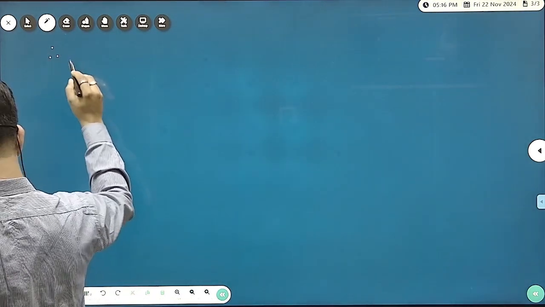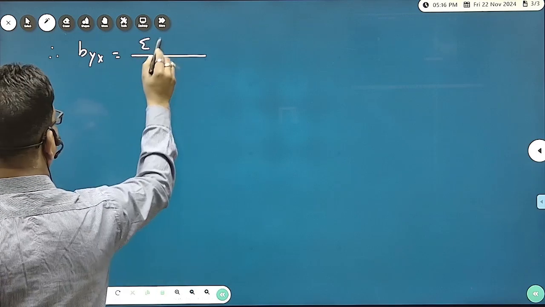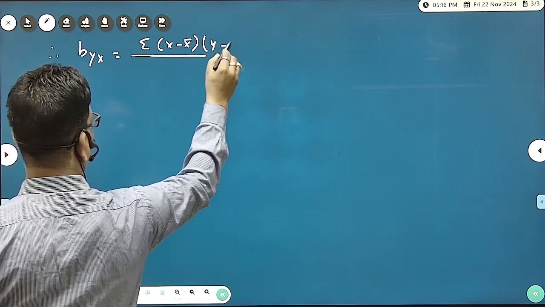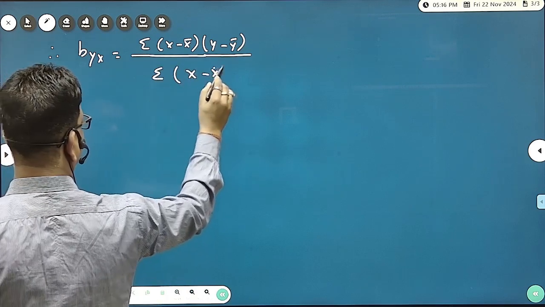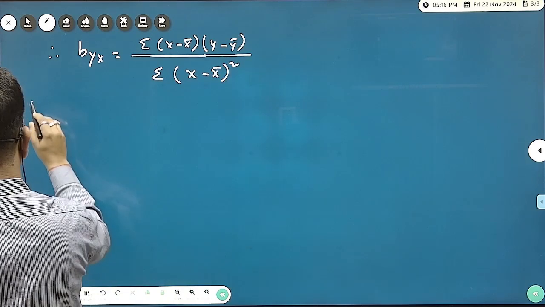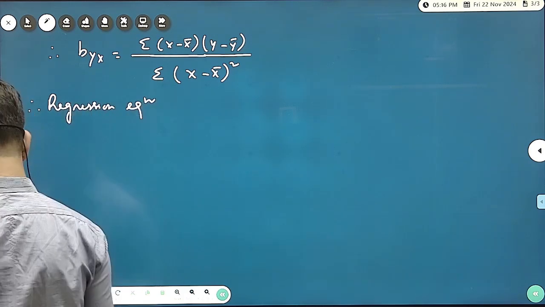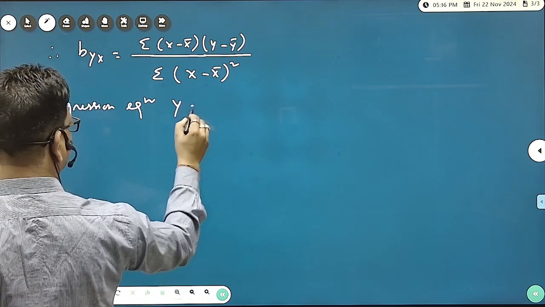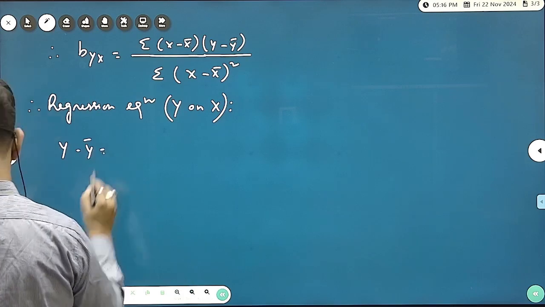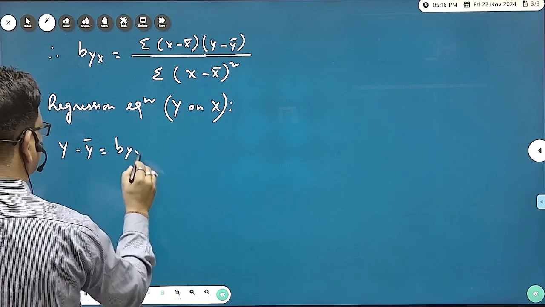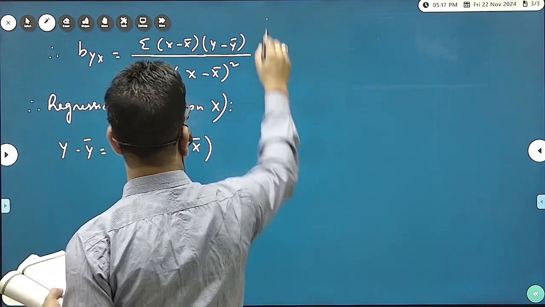Therefore, the first step to get b of yx, y on x, will be summation of x minus x bar multiplied by y minus y bar, divided by summation of x minus x bar whole square. Therefore, regression equation y on x: y minus y bar equals b of yx times x minus x bar. So, are you finding the answers?